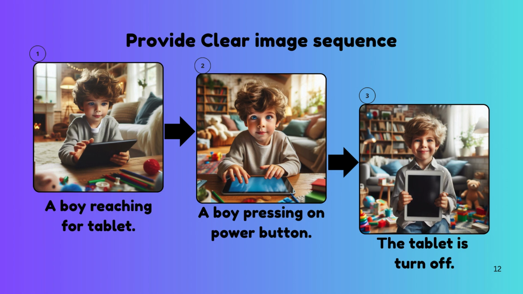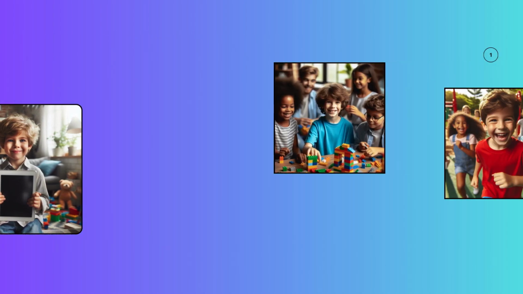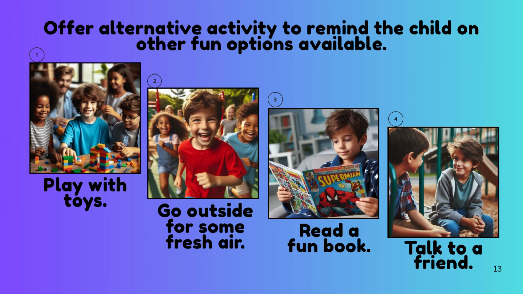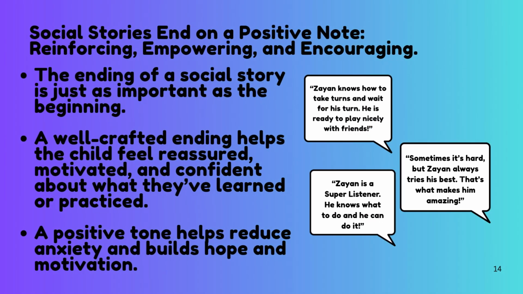I like it. And then what? And then it offers alternative activities, like playing with toys or reading a book or going outside, reminding the child that there are these other fun options available. And then it ends on a positive note, reinforcing the child's capability by saying things like, you are strong and smart, and you can always choose to have fun with different activities. That's nice. I like that it's very empowering. Empowering, exactly.